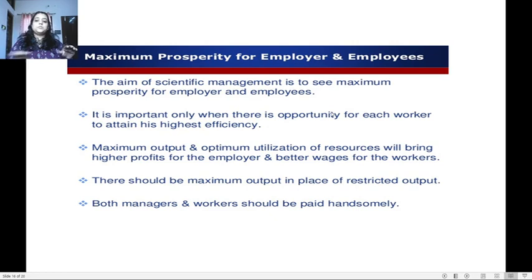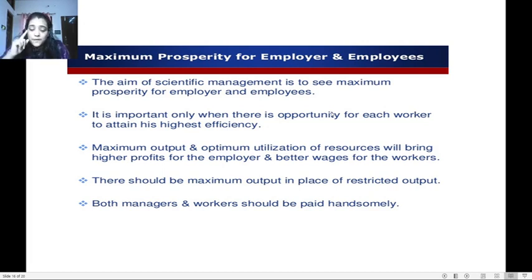So all these principles are used in lower management, right? The aim of scientific management is to seek maximum prosperity for the employers and employees. Yes, prosperity. Every organization would like to develop and would like their employees also to develop, right? It is important only when there is an opportunity for each worker to attain the highest efficiency.